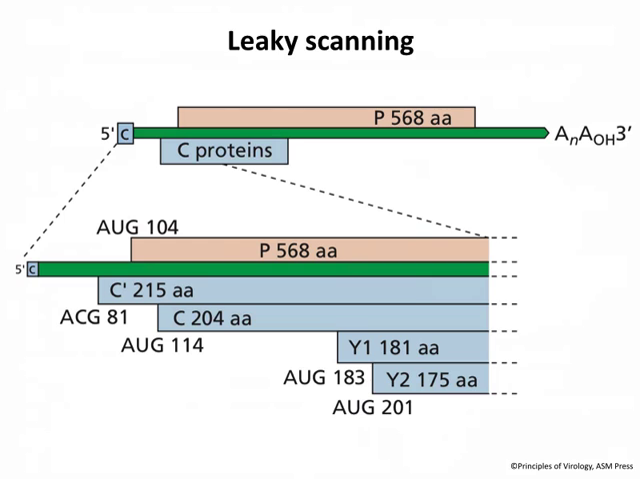C prime and C are similar, but they have different N termini, and that can mediate different functions. We then have two other proteins, again in the same reading frame as the C, but lacking N-terminal sequences, at an AUG at 183 and 201. So these are quite far away. And these, in fact, involve ribosome shunting.